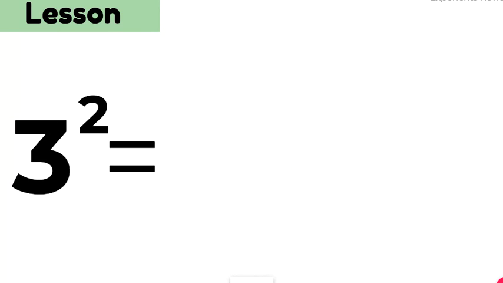Let's look at another example. 3 to the 2nd power. My base number is the number that's repeatedly multiplied. The exponent tells me how many times. So the 3 gets repeatedly multiplied 2 times. 3 times 3. That equals 9.